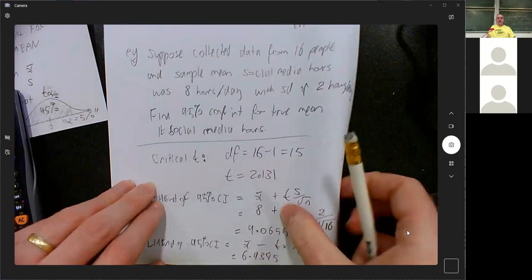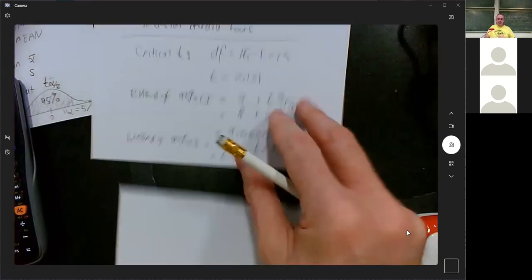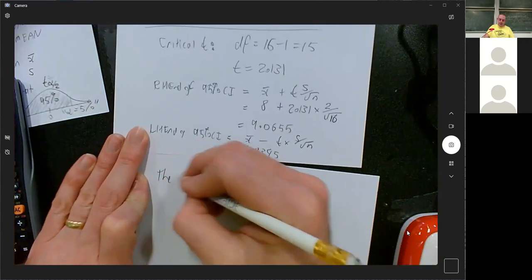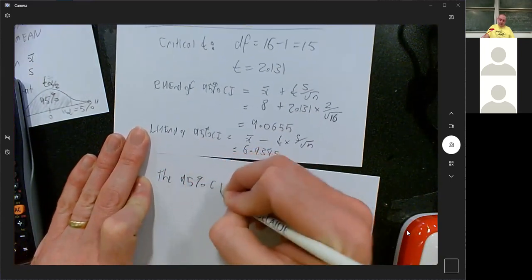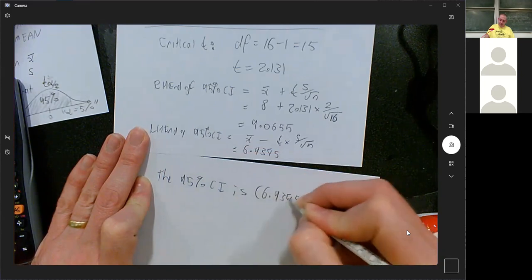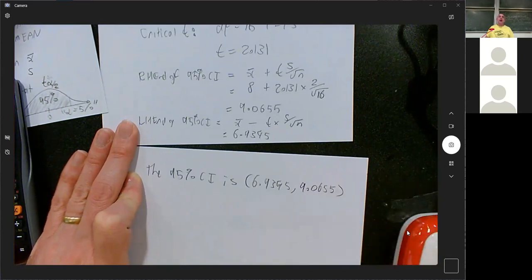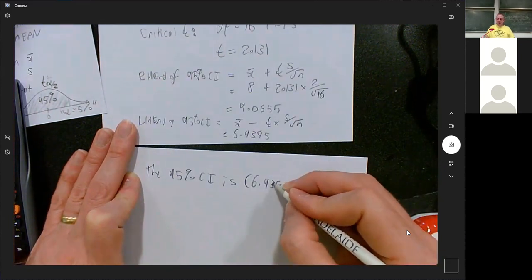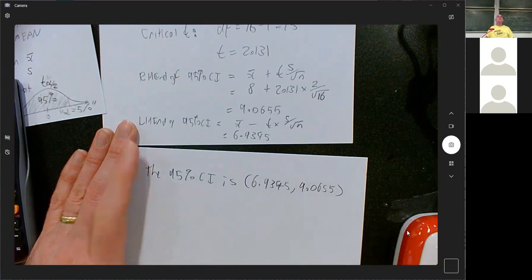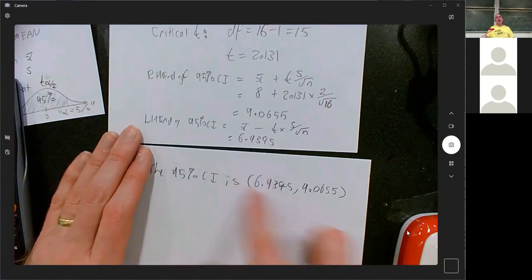And then your final answer would be the 95% confidence interval is (6.9345, 9.065), something like that. 4 decimal places seems a bit overkill, but whatever. Is this familiar, this brackets comma thing?